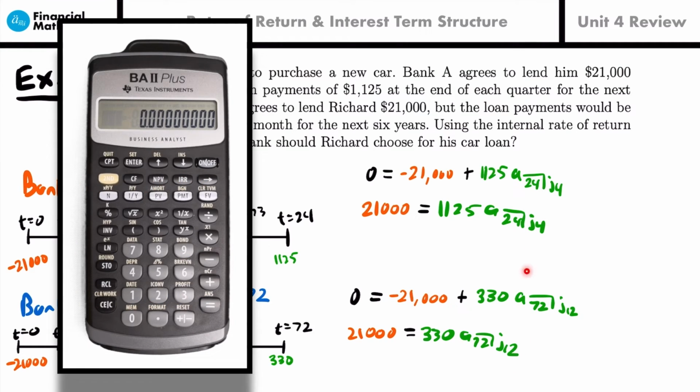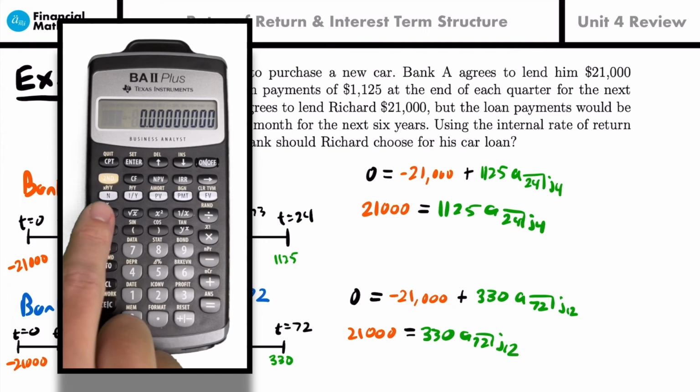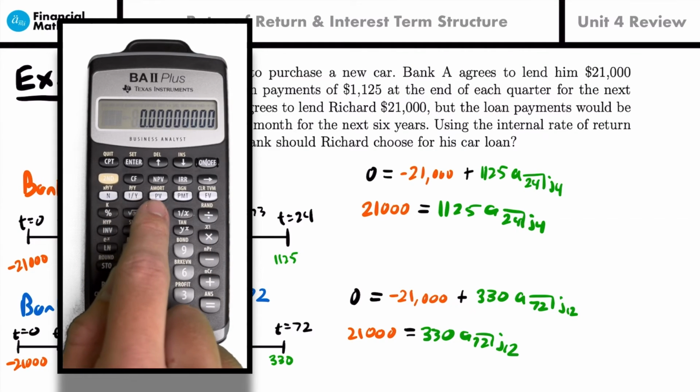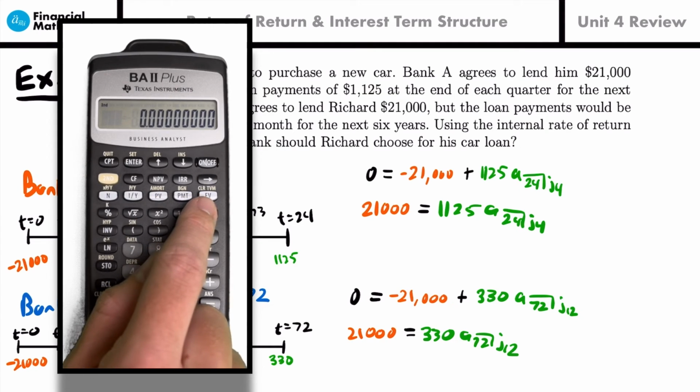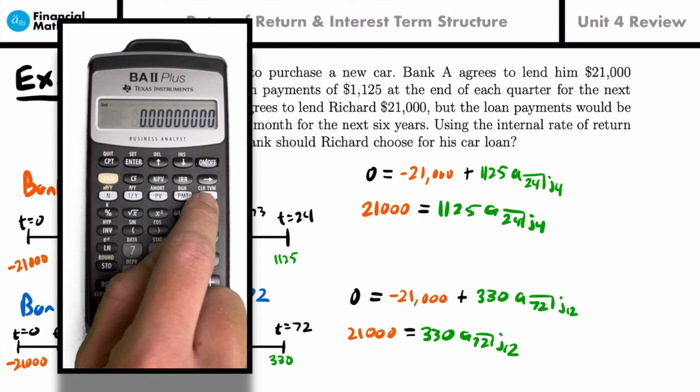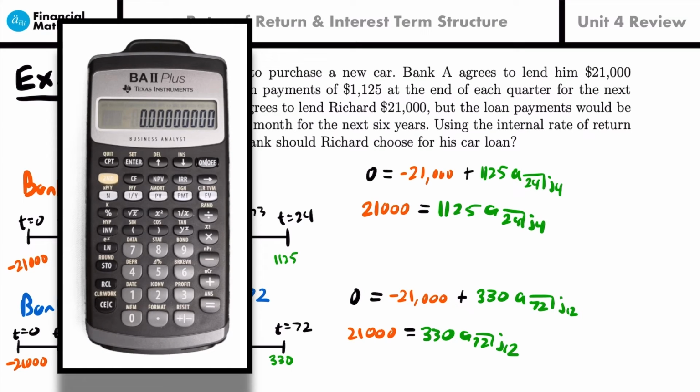To solve for these unknown interest rates, we will need to make use of the time value of money buttons on the financial calculator. That would be these white buttons right here, the N, I/Y, present value, payment, and future value buttons. But before you do any of that, be sure to clear out those values. You can do that by hitting the second button and then the future value button, which above it says clear TVM. Okay, so now we're good to go. If you don't clear that out, it may affect your answer, and you don't want that.